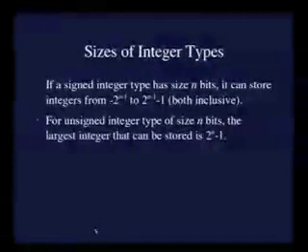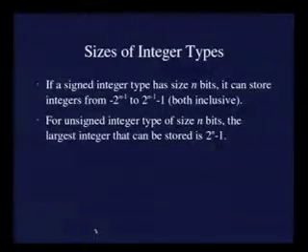On the other hand, if we are talking about an unsigned integer type, again of size n bits, then the largest integer that can be stored is 2 to the power n minus 1, and of course the smallest integer is 0. Remember that in an unsigned integer type you cannot store negative numbers.